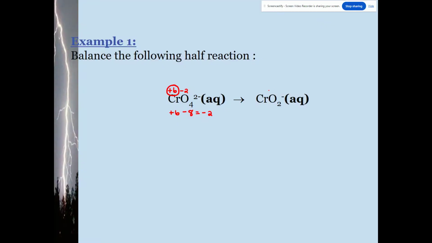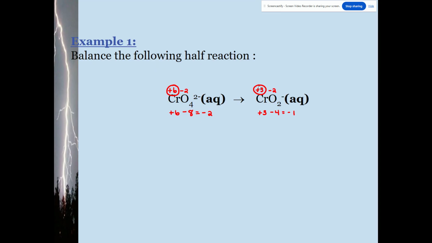On my product side, again, my oxygens are -2. I have 2 of them, that adds up to -4. The net charge of this ion is -1. So my chromium has to add up to +3. There's only 1 chromium, so it carries the entire +3. Okay? Again, if you're struggling with oxidation numbers, my last video looked at assigning oxidation numbers. So you can watch that if you need to.